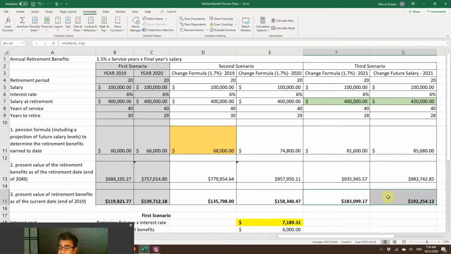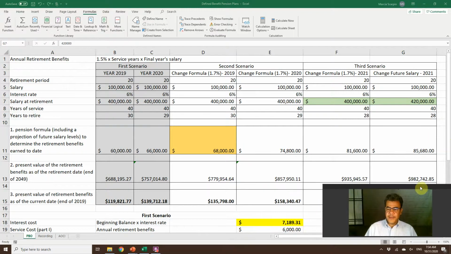This difference here is our loss. And it is a loss because the ending balance is increasing. If, on the other hand, instead of 420, it is 390, it is decreasing the estimates. The PBO will decrease, so we would have a gain. So go back to the 420. So how do we find the loss?